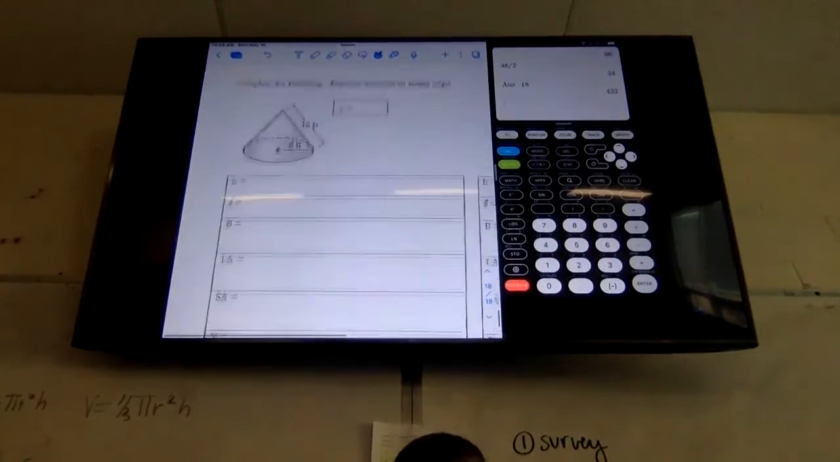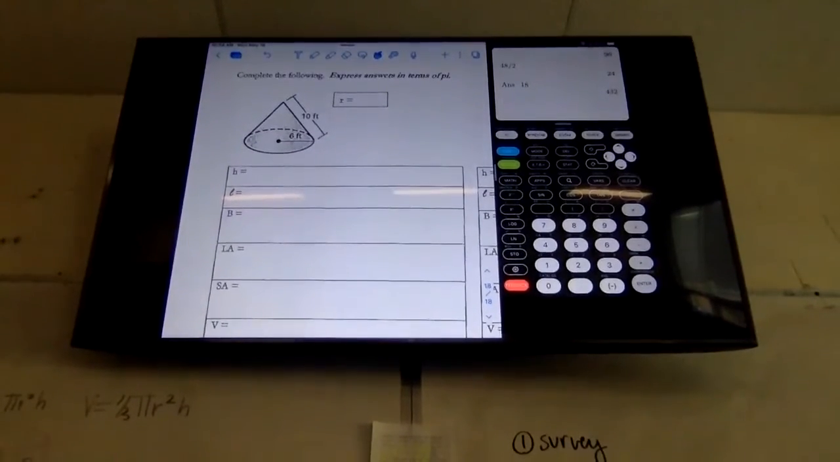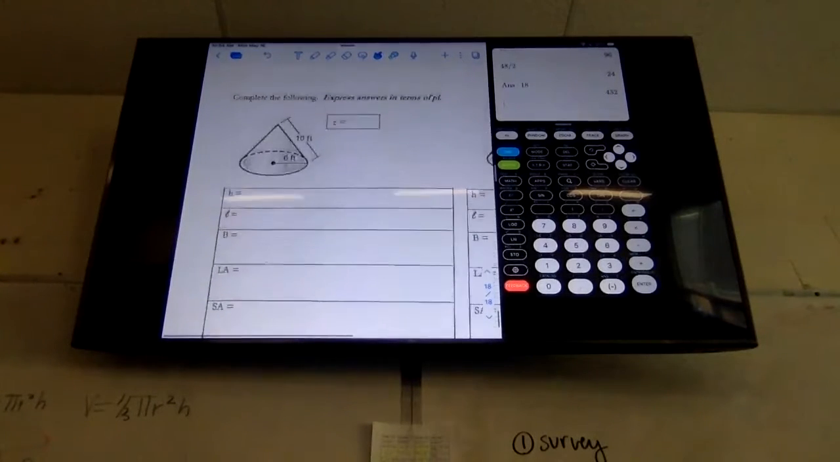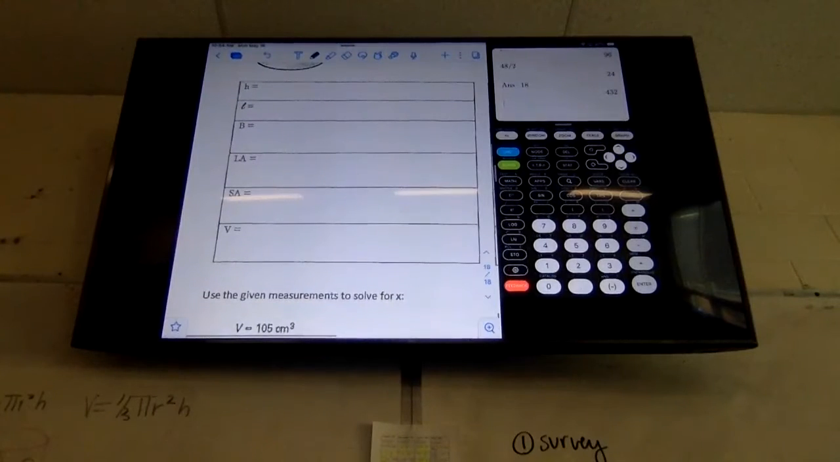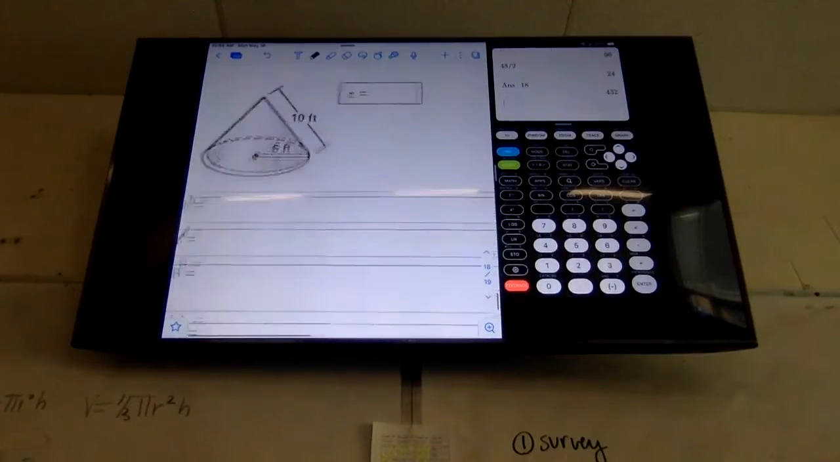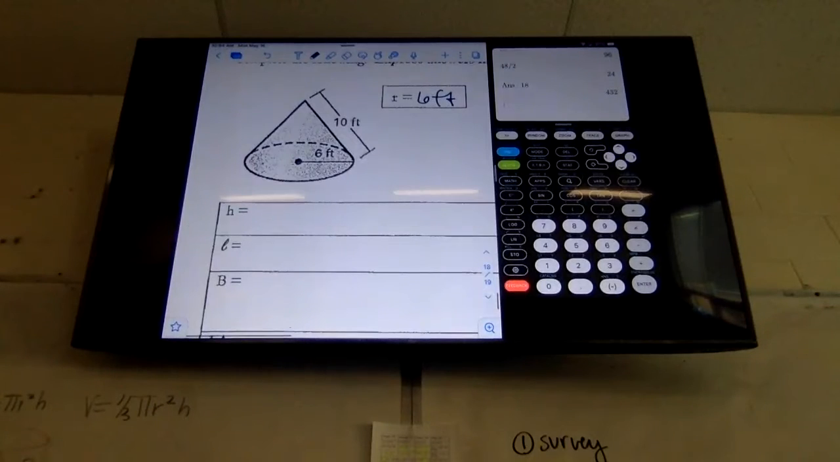All right. This next one says, complete the following, express answers in terms of pi. So this is the shape that's given to me. We're going to find all of these pieces. I also don't have P, so we have to write P at the bottom because I didn't give you a spot to put that. All right, let's start with R. What's the radius of this cone? 6. Good, 6 feet. Do I know my H?